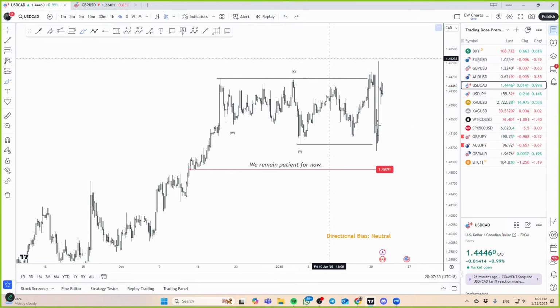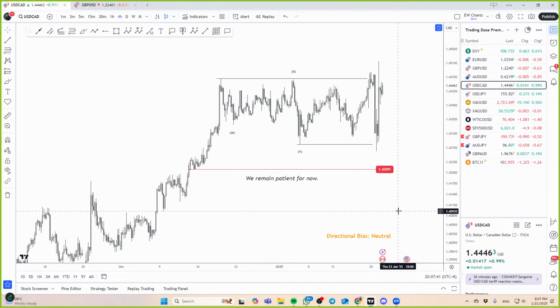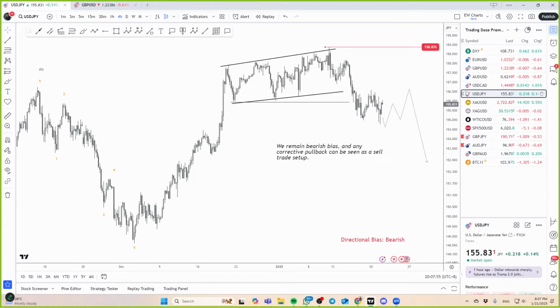So I would just suggest this one here, you just stay patient. Okay, just stay patient, stay neutral. Let the volatility play out. Once the market settles down a little bit more, then only we wait for the next clear directional focus. Okay, so this one we'll put aside.